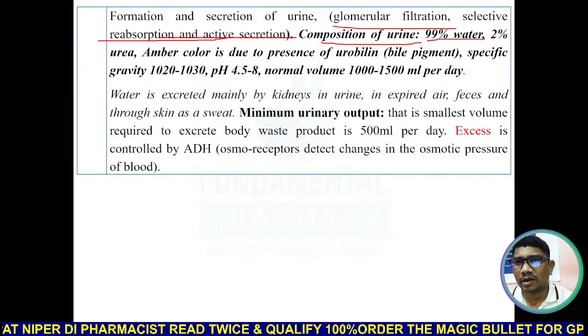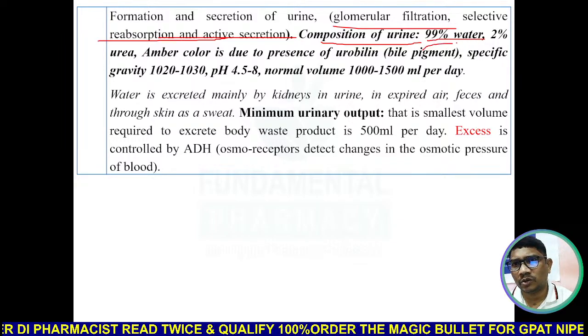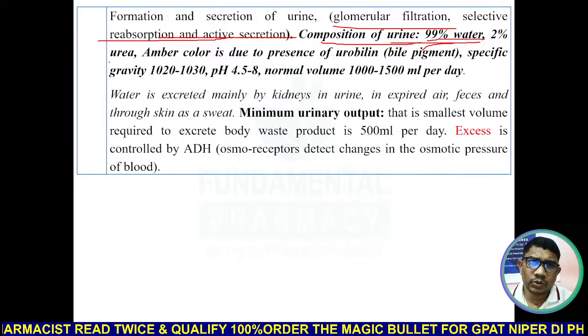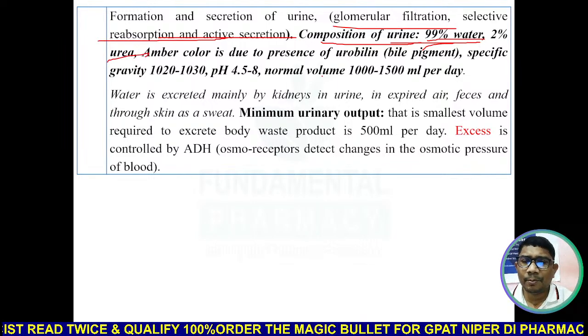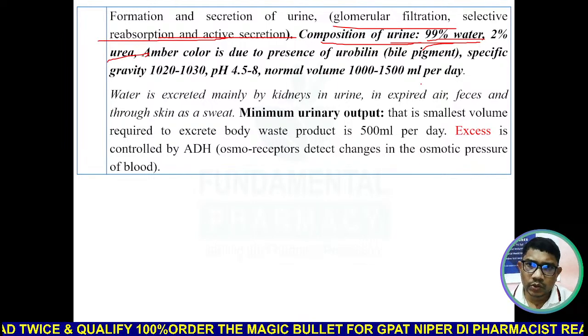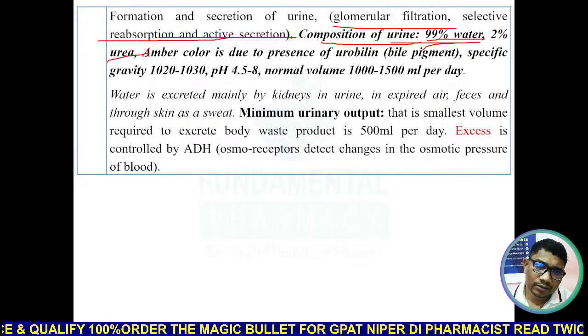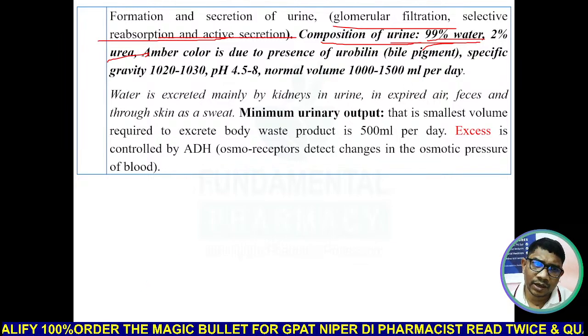99% क्या यूरिन में? वाटर है. 99% of your urine is water. 2% you have urea. अंबर कलर ऑफ यूरिन क्यों होता है? Urine will look like a pale yellow. और यूरिन का कलर देखेंगे आप तो पेल येलो होता है.